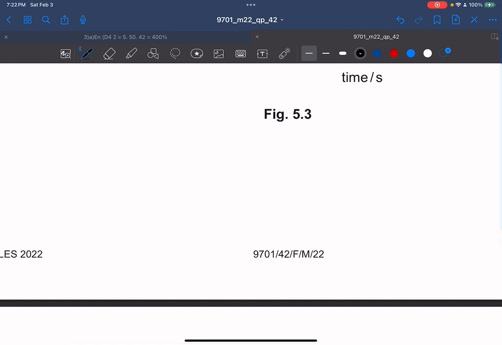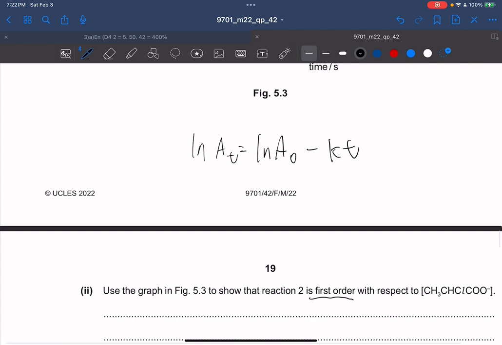In case you didn't know, the actual formula, again, this is not taught in the Cambridge curriculum. This is just for extra information. But basically for a first order reaction, this is the actual equation. The ln of the concentration at time t is equal to ln of the original concentration minus our rate constant times t.